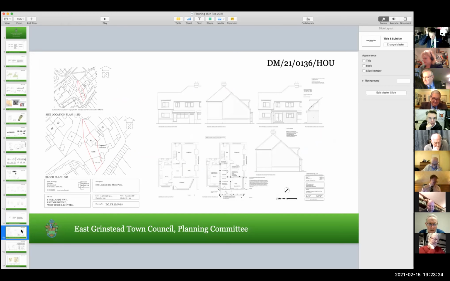I'm going to introduce this one, but I'm not going to discuss it at all. This is DM21 0136, 6 Hollands Way. This is demolition of existing conservatory and erection of single-storey extension to the rear of the dwelling.